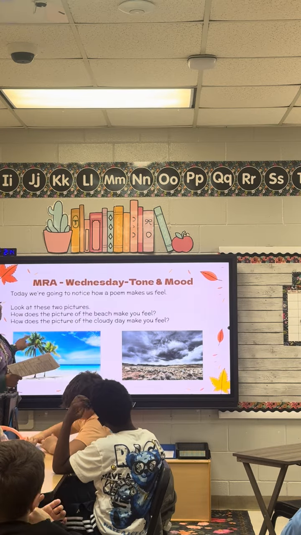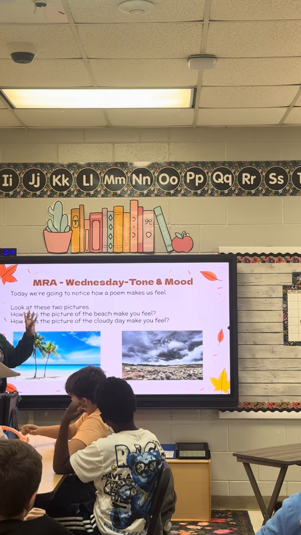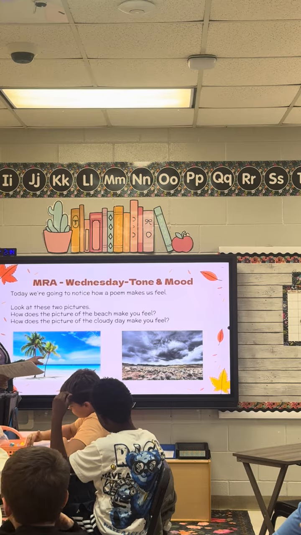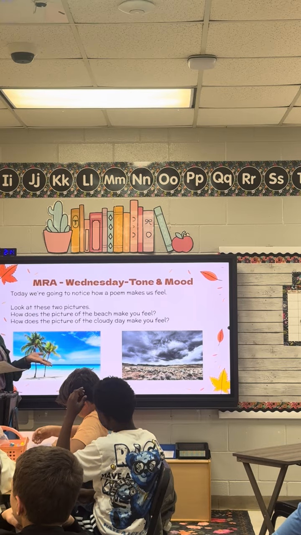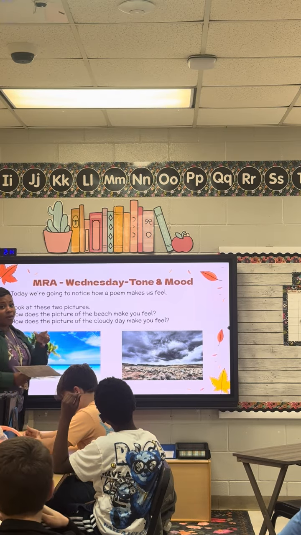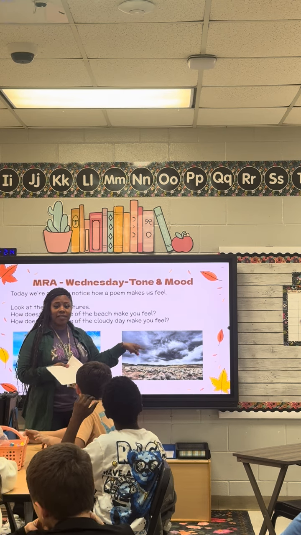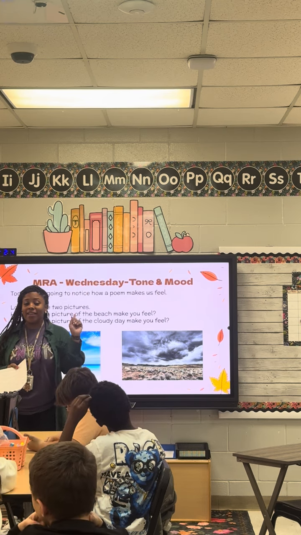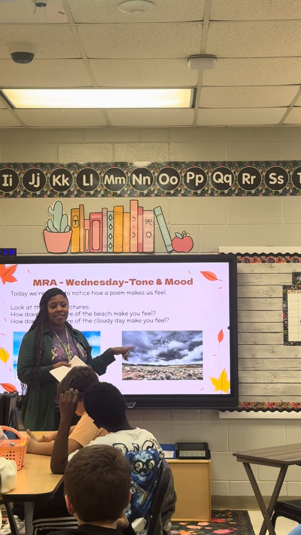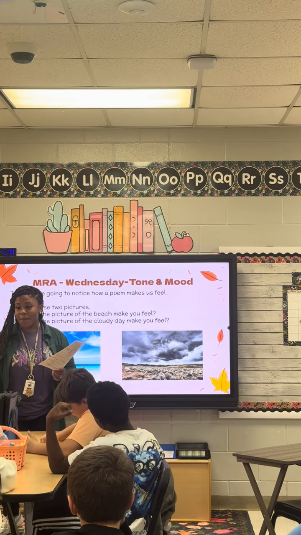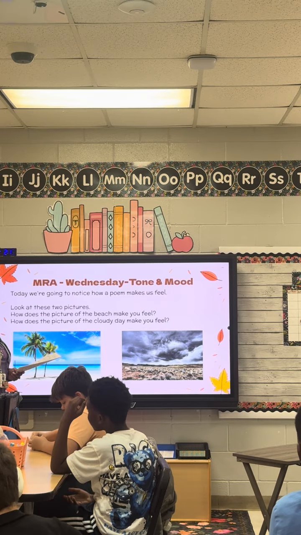Earlier somebody said that the picture of the beach made them angry. Yes. Because she said that it made her angry because she does not like how sand feels. And sharks. Somebody did say sharks earlier. And somebody said that the picture of the clouds made them happy because they said that when it's cloudy outside, they get to stay in the house and relax. That's exactly what I was going to say. Alright, give me 5.